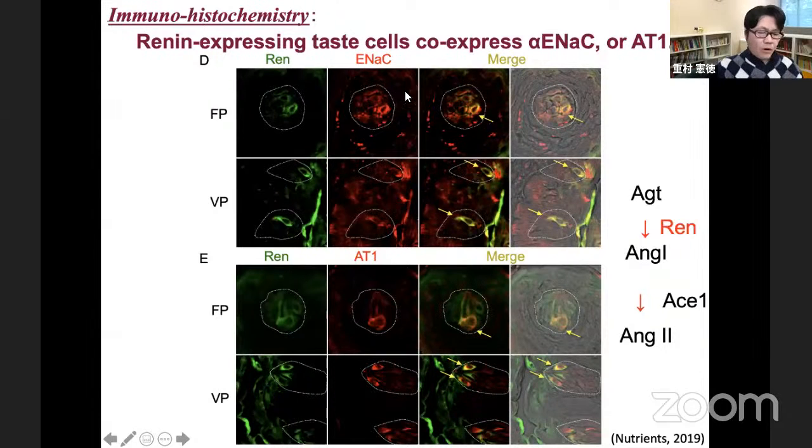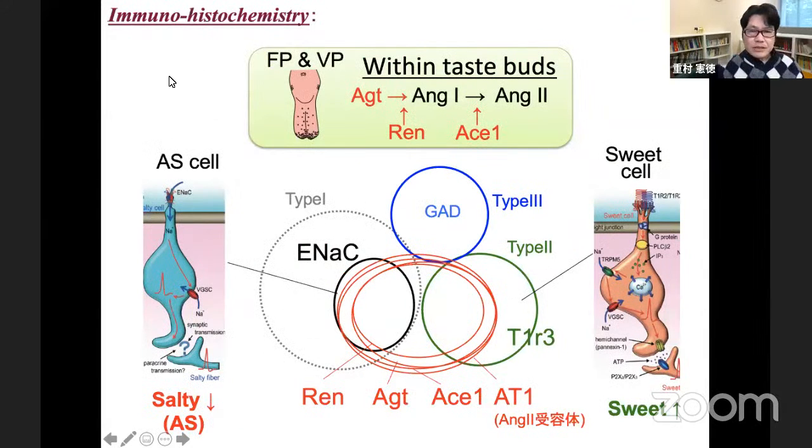Renin positives also expressed the NaCl sensor receptor, ENaC, and AT1. Renin is co-expressed with AT1. AT1 is the angiotensin 2 receptor. Yellow, yellow, yellow. I also examined angiotensinogen and ACE1. The expression is shown here.